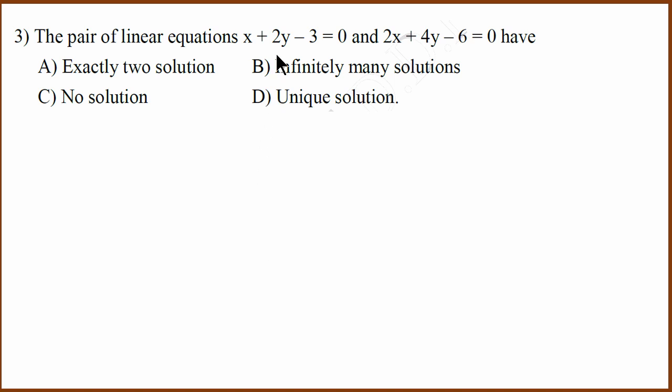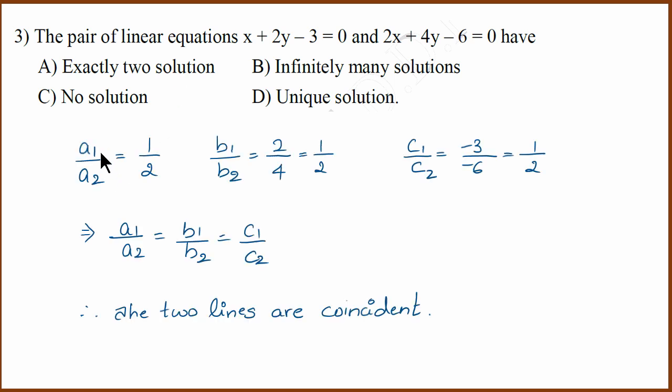Third question, you've been given these two equations and you have to tell what kind of solution it has. So now a1, a2, b1, b2, c1, c2 ಕಂಡುಹಿಡಿಯಬೇಕಾಗುತ್ತೆ. If you find that, you will see that all three are equal. If all three are equal, that means the lines are coincident. If they are coincident, they have infinitely many solutions. So correct answer B.